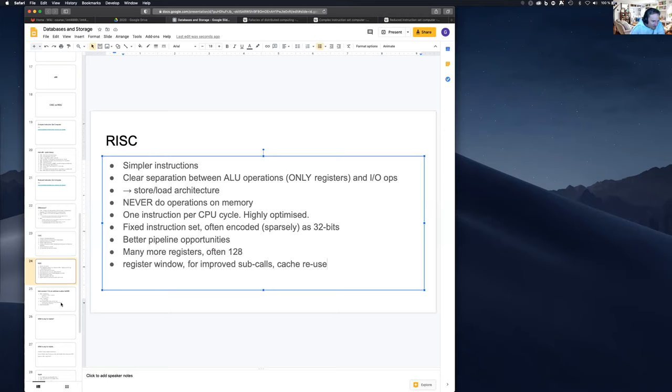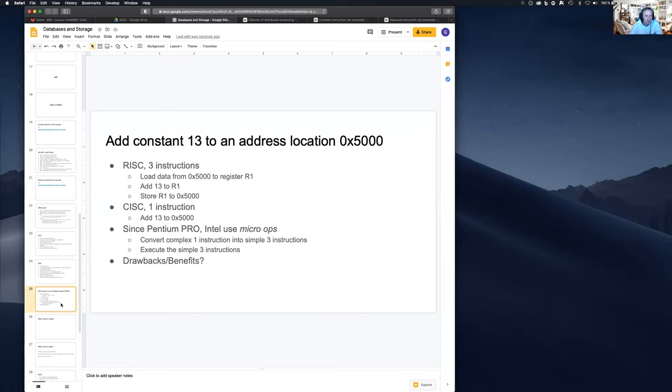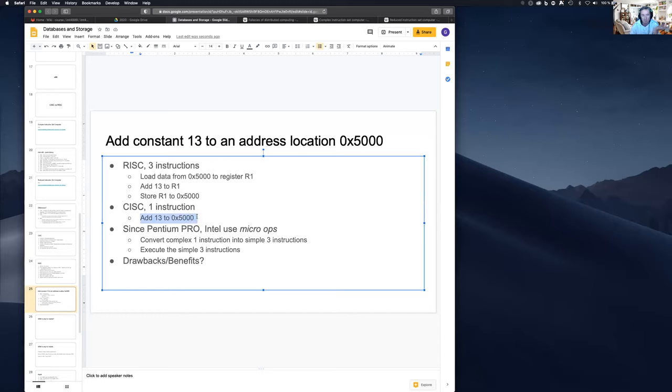Good point, Tomasz. So that's the RISC architecture, right? As a simple example, if I have a constant 13 and an address in memory, RISC will need 3 instructions: load data from this memory to register R1, add 13 to R1, and store the new value of R1 to the memory. Makes it simple, perfect sense. And then CISC will have just one instruction. It will say add 13 to this address. It will load the value of the address, increment it by 13 and put it back in a single instruction. But this instruction is much more complex, right?